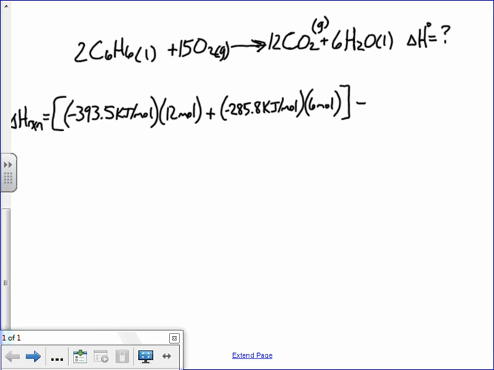Now let's look at the C6H6 liquid. That's benzene, and that's 49.0 kilojoules per mole. That's a positive number. You've got to watch your signs on these. Signs can kill you on these problems. 49.0 kilojoules per mole times 2. Okay, and then we would want to add the oxygen to that. But I don't see oxygen on this list. Do you?